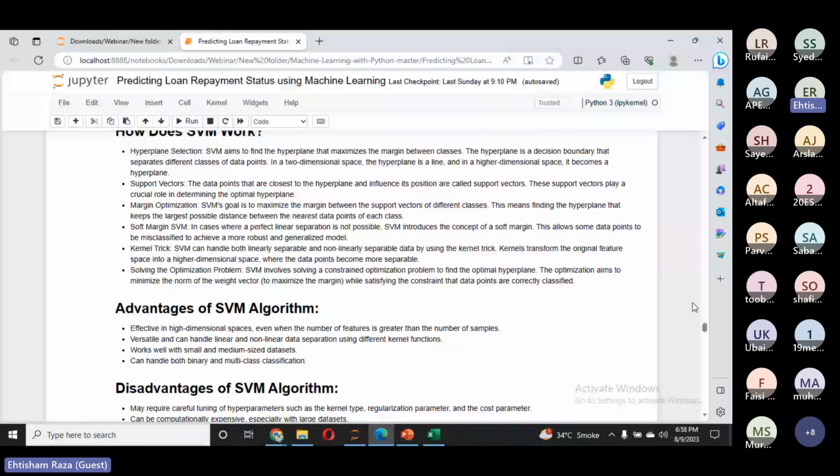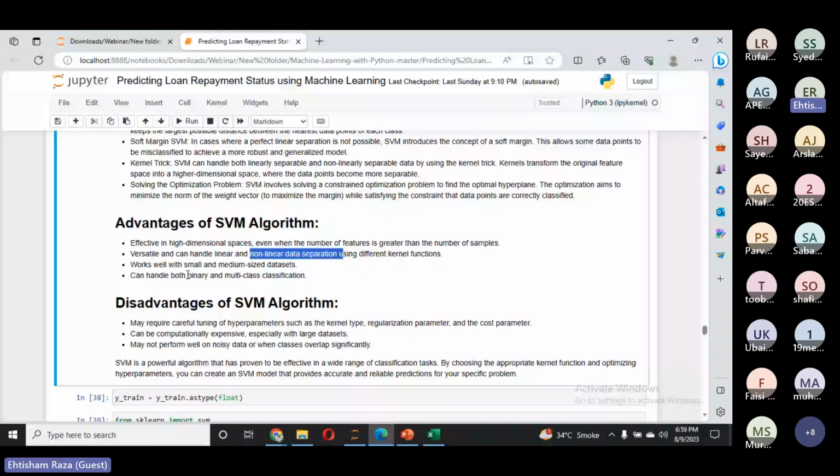It is famous for handling non-linear data sets because it has a kernel function, which allows it to create any number of high dimensional spaces. It can go for 3D, 4D and 5D. It can handle any number of dimensions. It works well with small and medium-sized data and can handle binary and multi-class classification.